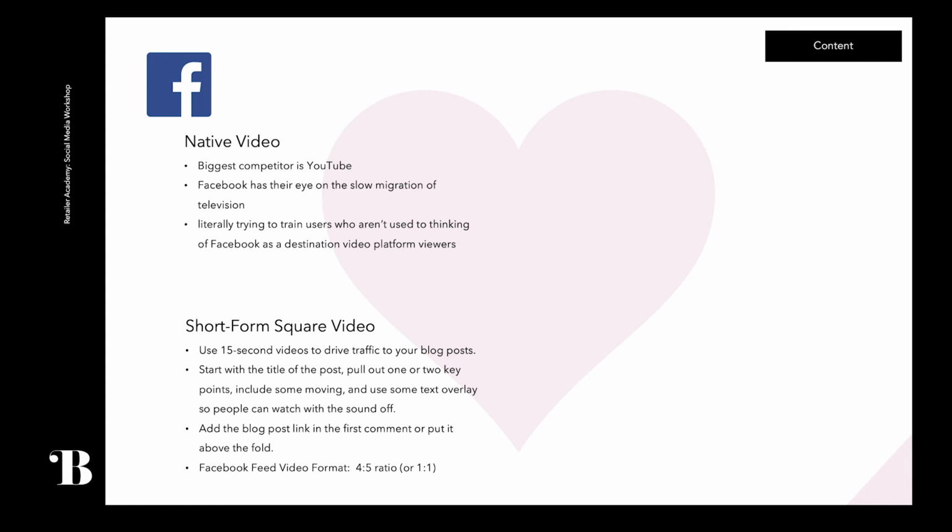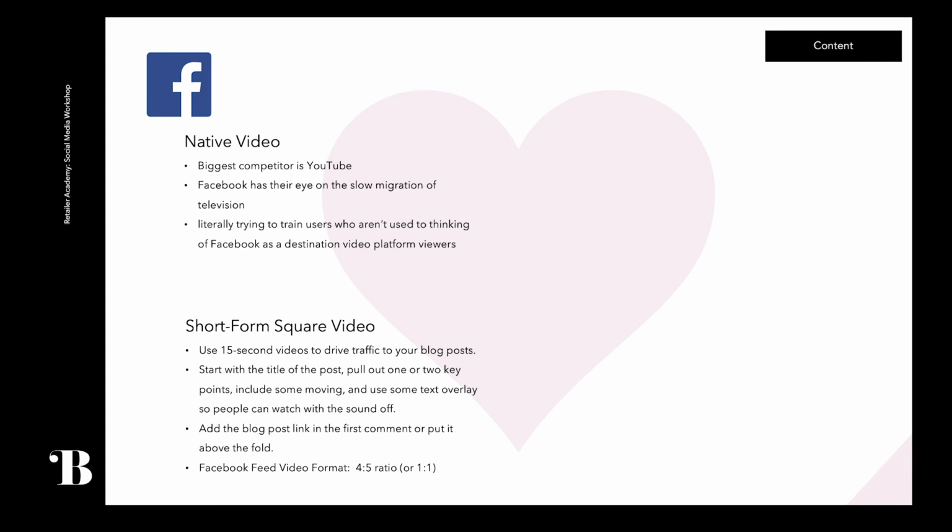Now this is 15-second videos and under. It could be to drive people to your blog post. It could be to get a very quick message out. It could also be just about, this is what we've got going on, come down and see us. But the most important part about a short form square video is that it needs to be shot in a certain format, which is a 1:1 or 4:5 ratio. That's where you go into your media player settings on your phone and make sure that that's what you're recording in.